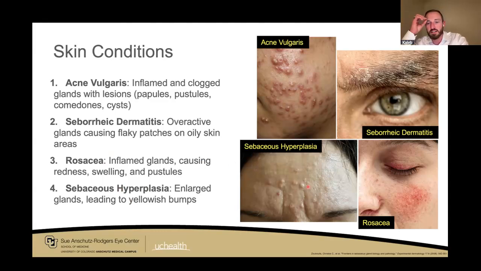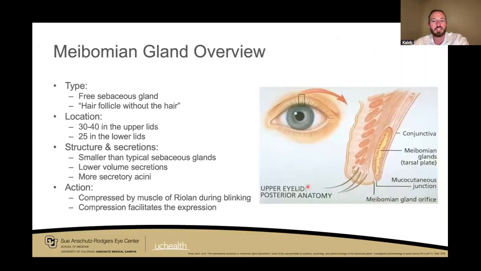It's when you get large lumps present on the face, and that's just an enlarged sebaceous gland. Now, moving on to meibomian glands. Meibomian glands are sebaceous glands. They're a type of sebaceous gland called a free sebaceous gland. The best way to think about a meibomian gland is it is a hair follicle without the hair. That's exactly what it is.